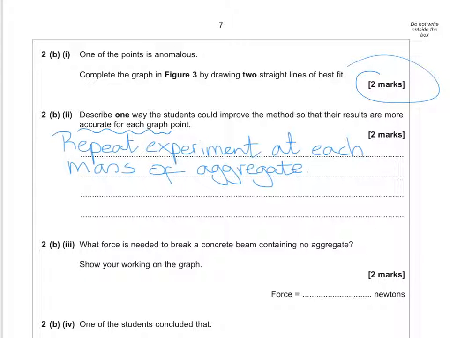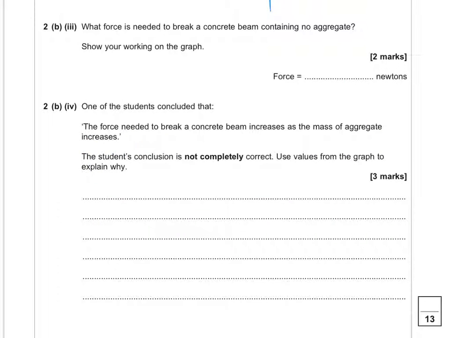Right, and then the second point is what you're going to do with that data. So normally in lesson we do 3 repeats and then we calculate a mean or an average value for each mass. And the average value is the one that we plot. So your second mark is going to be from saying use your results to calculate the average value.